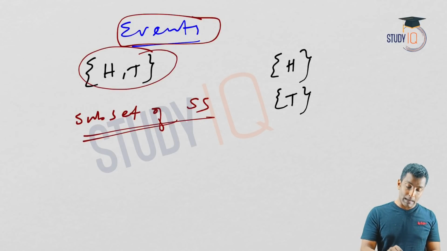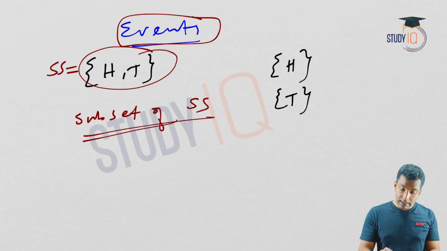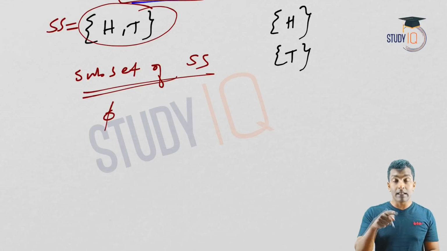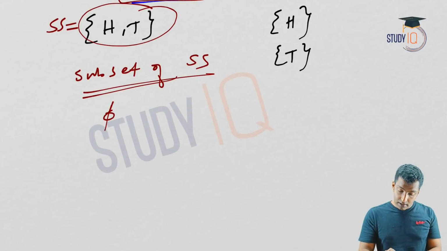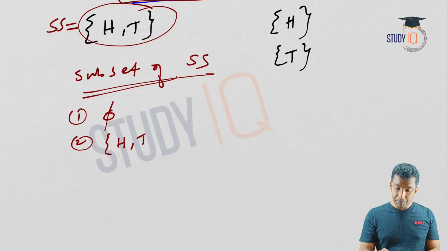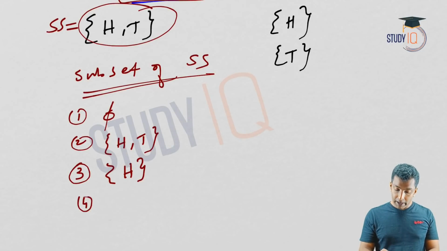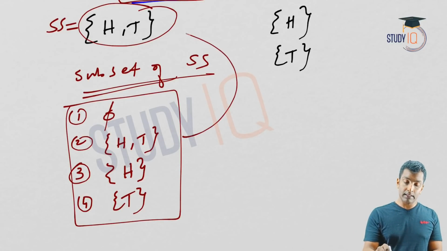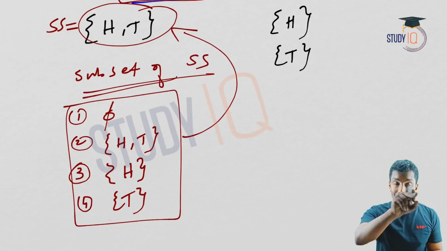So what is the sample space? The sample space is this, H, T. So what are the subsets? For any set, phi, the null set, is a subset. That is the first subset. The second one is the set itself, H comma T. Then the third subset is the singleton set H, and the fourth is T. So these are the four subsets of this set, and that set is the sample space.